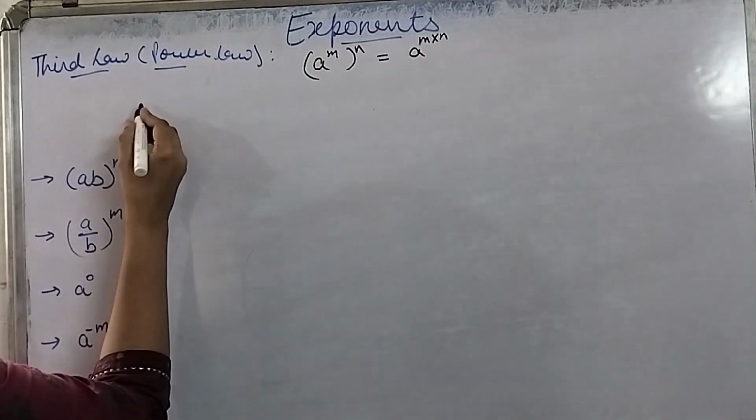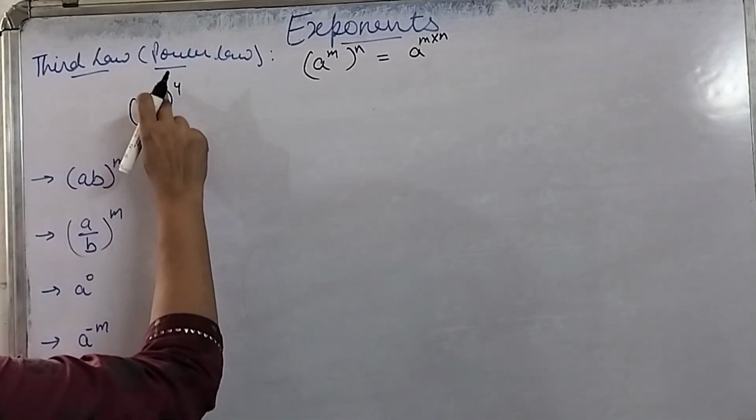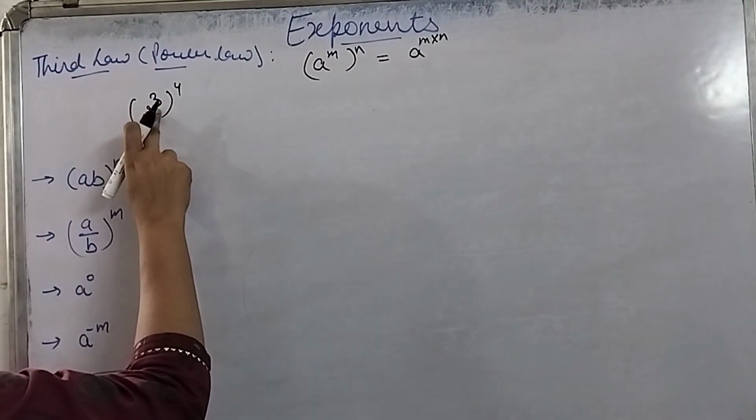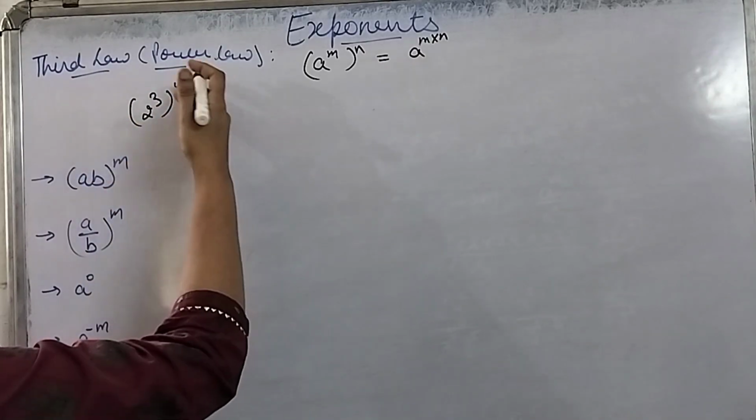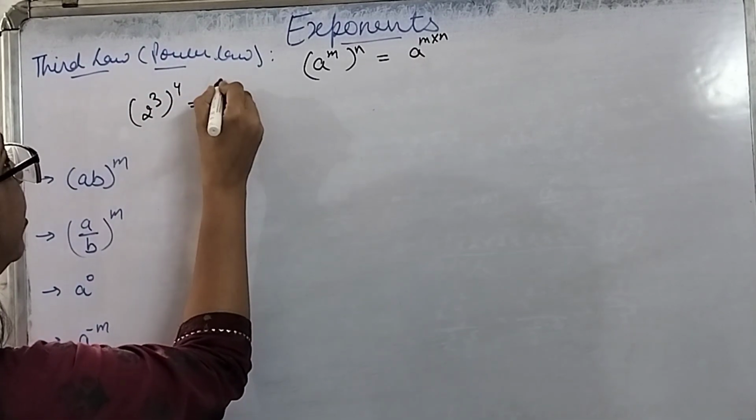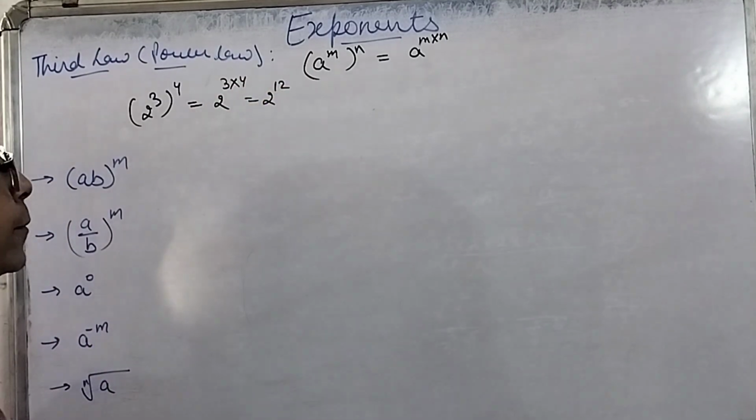Suppose your number is say 2 raised to the power 3 whole raised to the power 4. So this is the number which is already in exponential form. 2 raised to the power 3, over here index is 3, and whole raised to the power 4, the another index is your 4. So we will keep the same base and we will multiply the powers. So it will become 2 raised to the power 12.